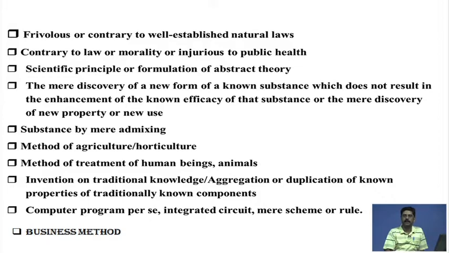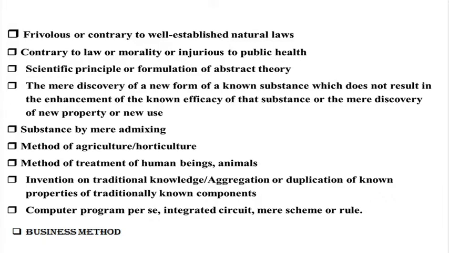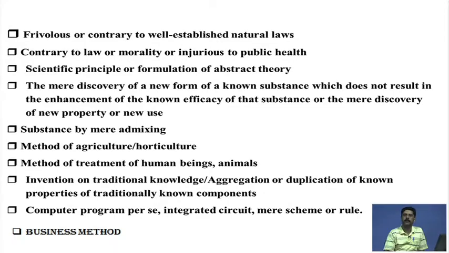So, the science part does not come within the purview of patent, but the application of science will come within the purview of technology in the form of a product and process. So, scientific principle and formulation of abstract theory are kept out of the patent, because people can apply that science to generate the product. That product can be a patentable or non-patentable invention.